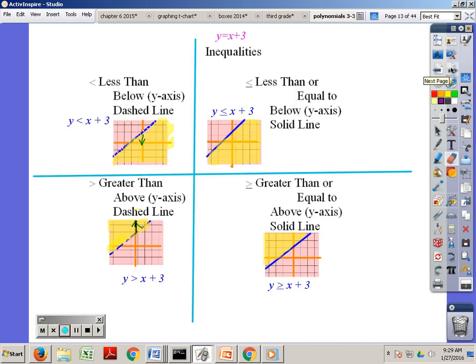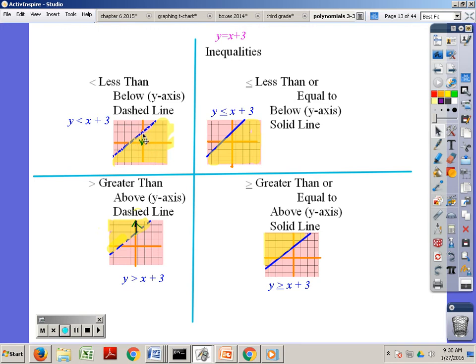So this is kind of a summary of all of it. So if you were going to look at the line y equals x plus 3, you have less than is below. And when we talk about below, it's always below in reference to the y-axis. So you notice the line is the same on every single graph. So you need to have 4 graphs in your notebook. And this one is less than. Notice it's not underlined, so it's dashed. Both of these are dashed because they're not underlined.